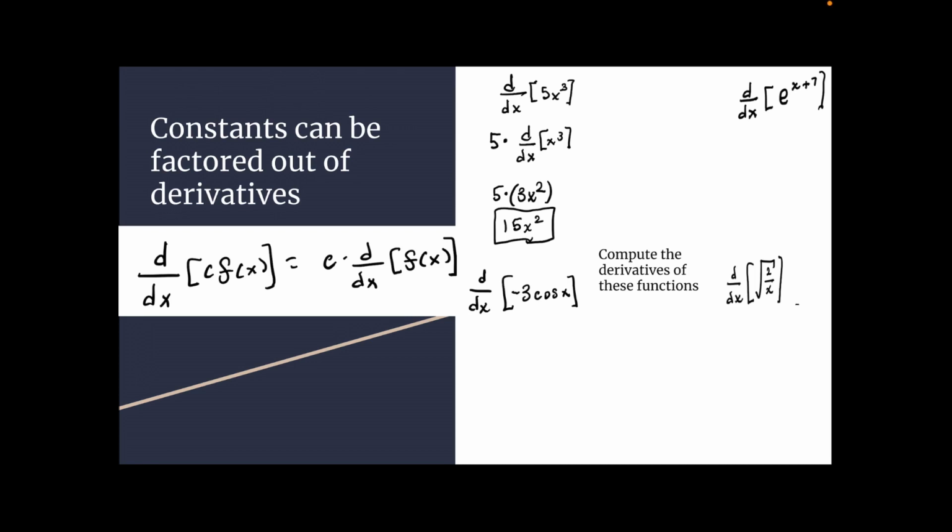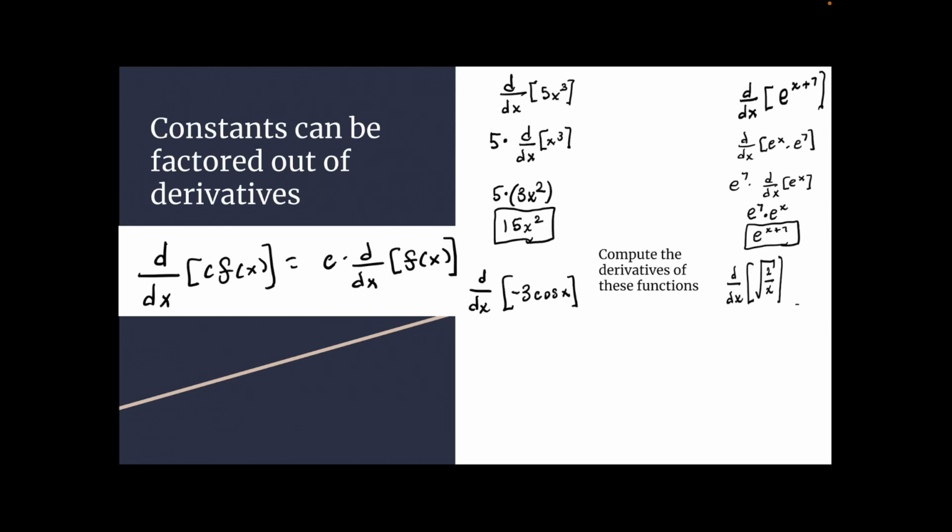So for the next problem, it requires a little bit more manipulation, but it's still the same idea. So we have the derivative of e to the x plus 7, and notice how we could rewrite it as the derivative of e to the x times e to the 7th. We could factor out the e to the 7th. So we have e to the 7th times the derivative of e to the x. The derivative of e to the x is itself, so we have e to the 7th times e to the x, and we end up with the same thing, e to the x plus 7.